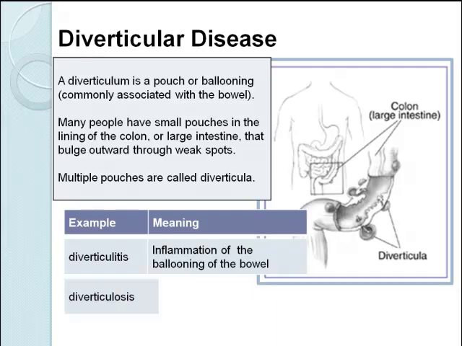Another term, diverticulosis. Let's break it down. Osis means condition or disorder. Diverticule relates to the pouching or the ballooning. So therefore, if you have diverticulosis, you have a condition of ballooning of the bowel.